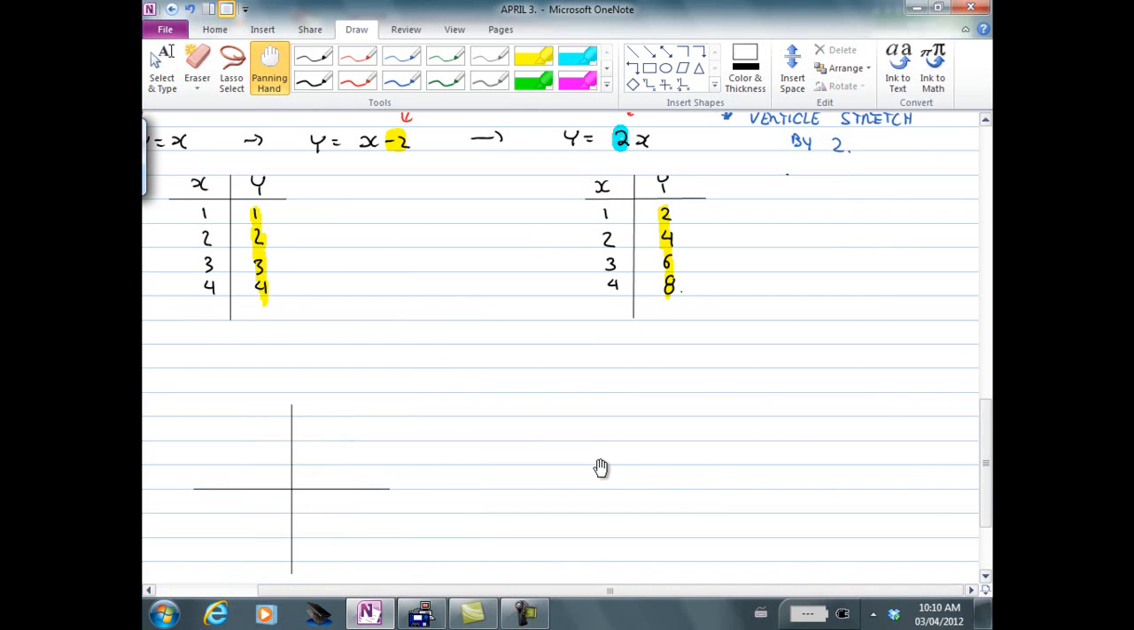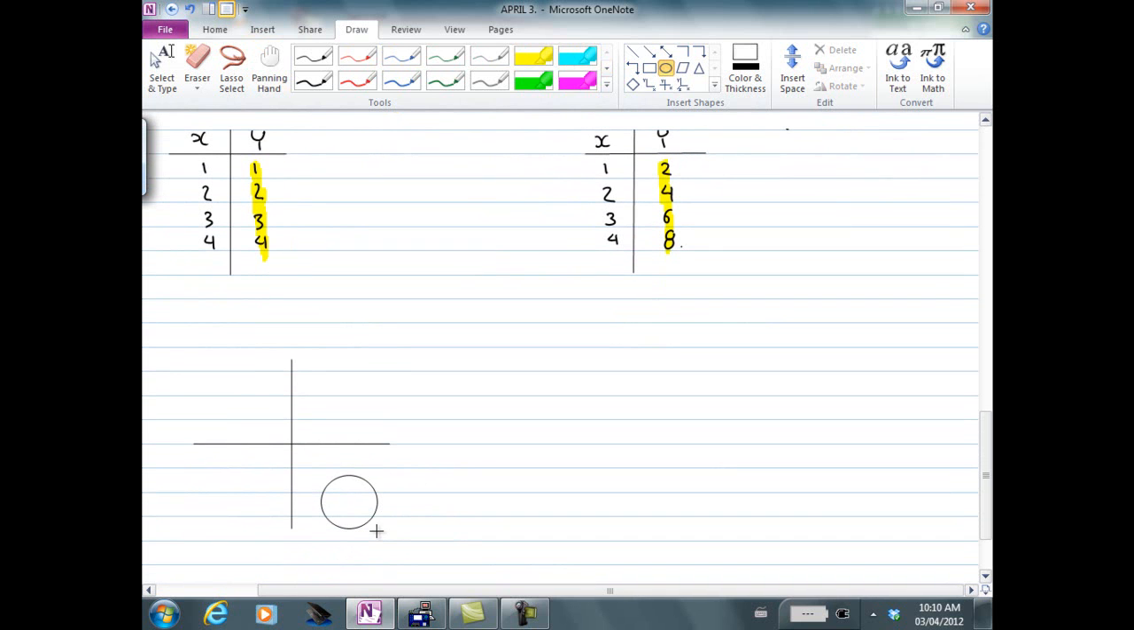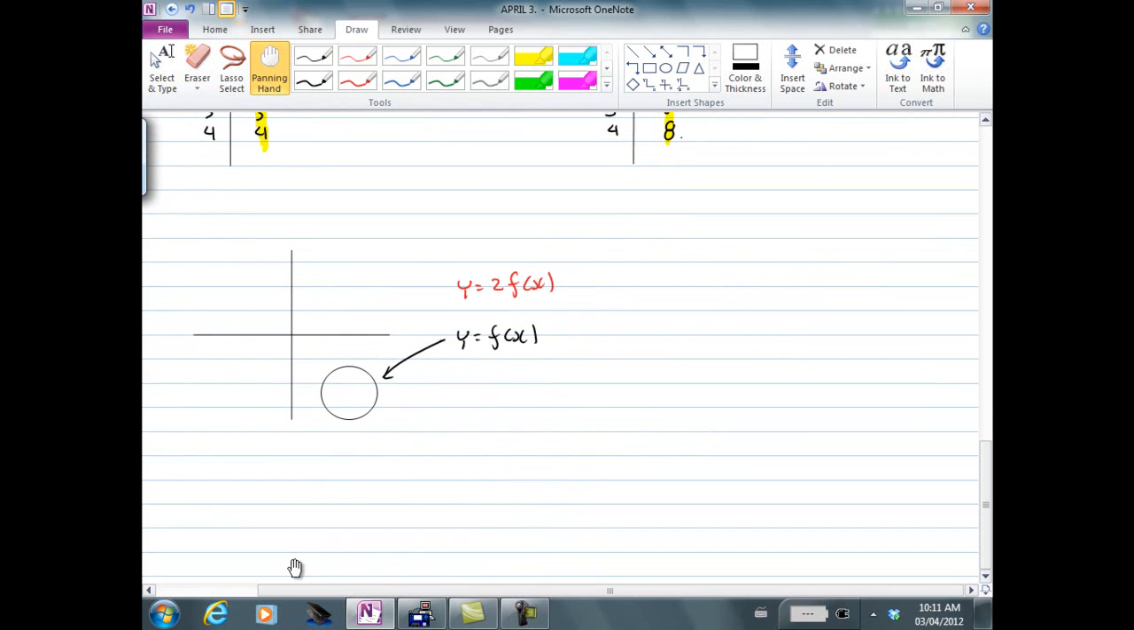Okay, so let's draw a little picture. Doesn't matter what it is. Let's draw a little circle. This is y equals f of x. I want you to draw a new one on the exact same grid. What would y equals 2f of x look like? So you're going to imagine, you're going to take all these coordinates and multiply by 2. So what do you think the circle is going to look like? Bigger. So you're going to stretch it. So it's going to look like a little oval.